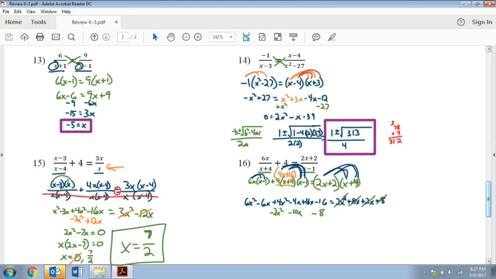Alright, so at this point, moved everything over. Let's just start collecting our terms. I've got 6, 10, minus 2 is 8, so that's 8x squared. Negative 6, negative 10, negative 20, plus 16 makes it negative 4. And negative 16 minus 8 is negative 24.